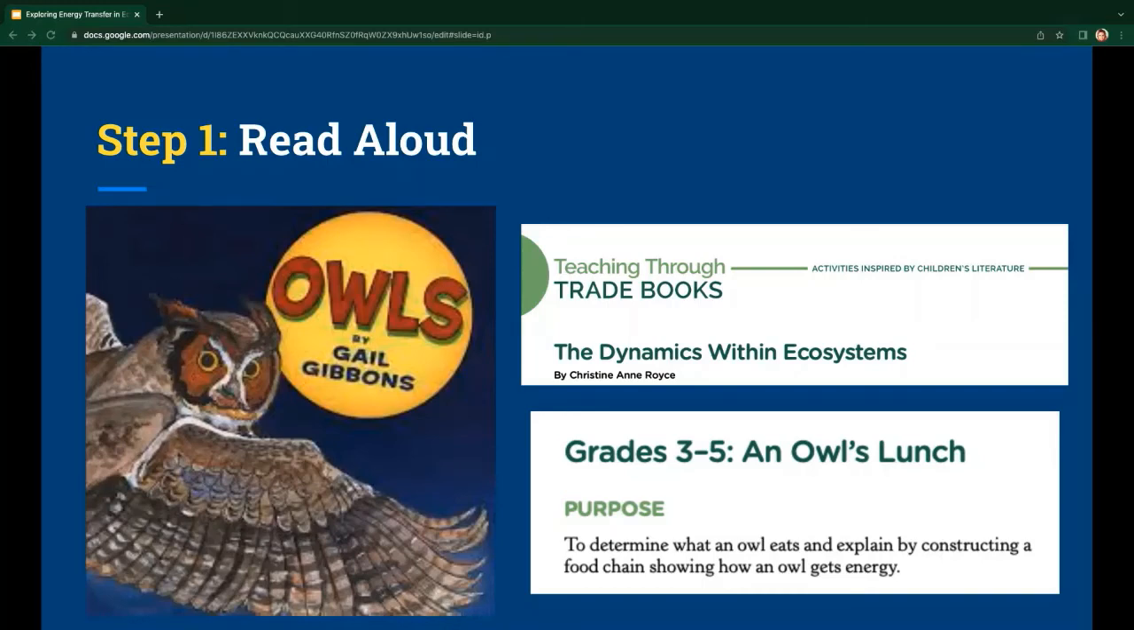Royce suggests kicking off a series of lessons meant to lead students towards determining what an owl eats and constructing a food chain showing how an owl gets energy with the book Owls by Gail Gibbons. I commence our series of lessons by performing a read aloud of this book, highlighting the fact that owls are raptors or birds of prey and that they cough up what they can't digest in pellets.